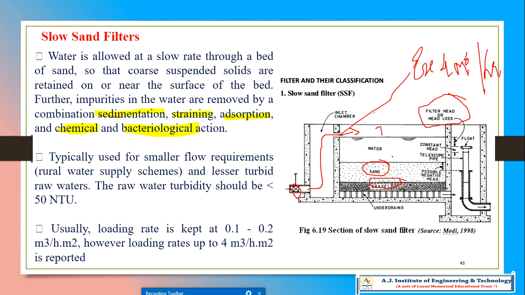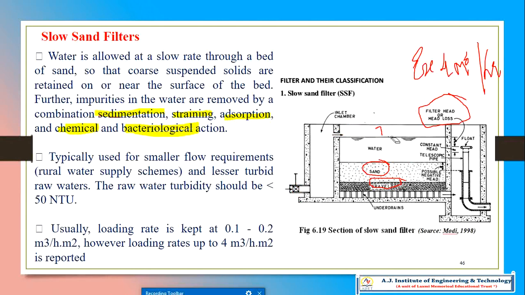The suspended solids are retained here. They will be retained on the surface, as well as some of the particles will be retained in the pores. So that is the duty of your slow sand filter.